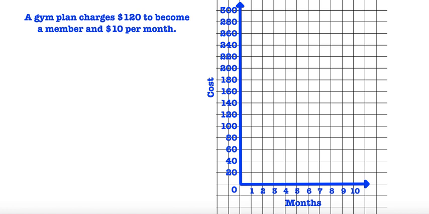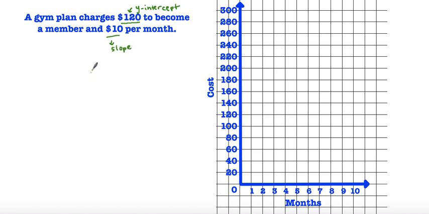So here we have an example. A gym plan charges $120 to become a member and $10 per month. So we know that the $120 to become a member is our initial value. And we also know that to be our y-intercept. And our $10 per month is our rate of change, and we also know that as our slope.